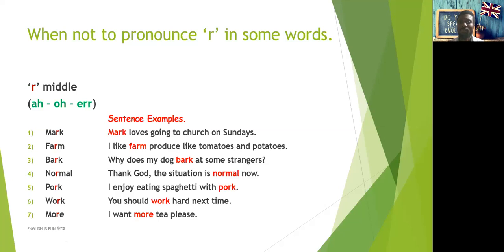Mark loves going to church on Sundays. I don't know why, I guess he enjoys going to church. So we are not going to say the R; we are silent on the R there. The R is already in silent mode. The sound we have is mark, mark, mark.